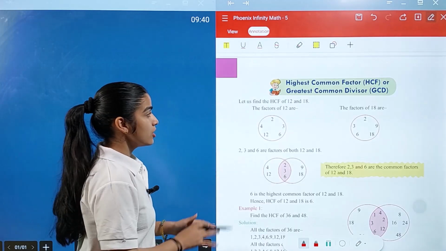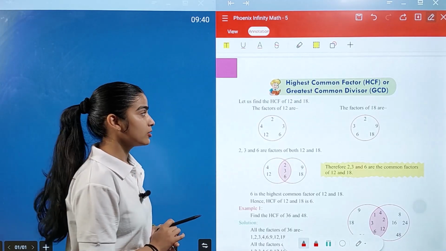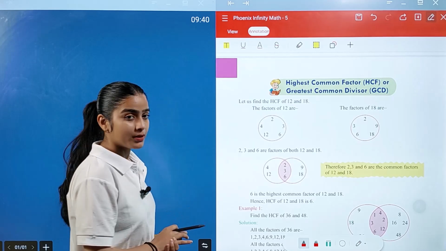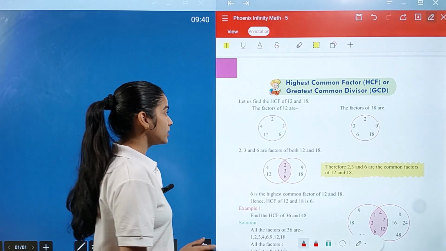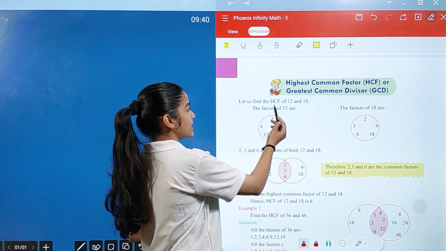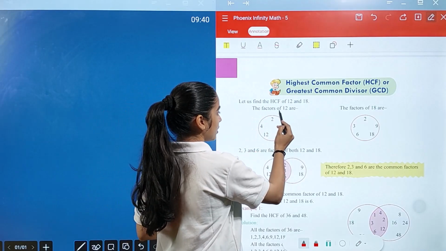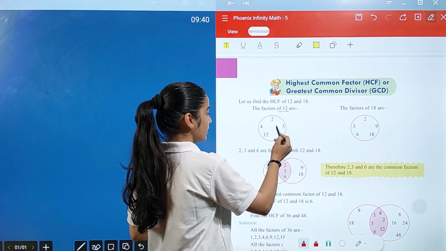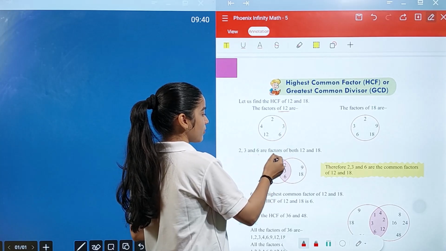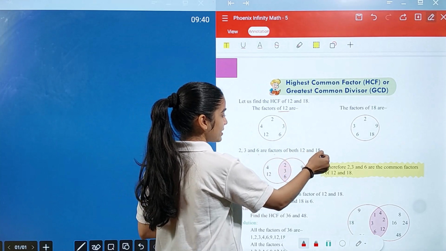Okay students, next we have the highest common factor, which you can also call the greatest common factor, HCF or GCF. We are going to learn this. Let us find the HCF of 12 and 18. The factors of 12, we already know, include 2, 3 and 6, which are also factors of 18. How?